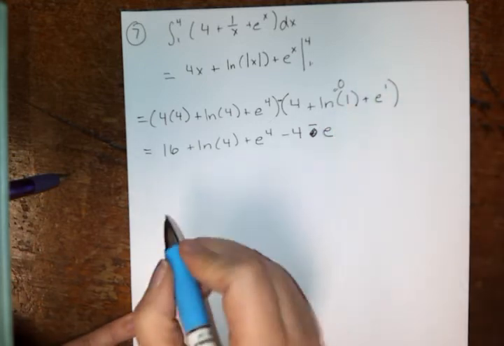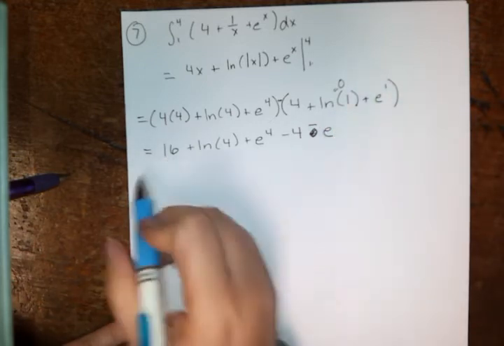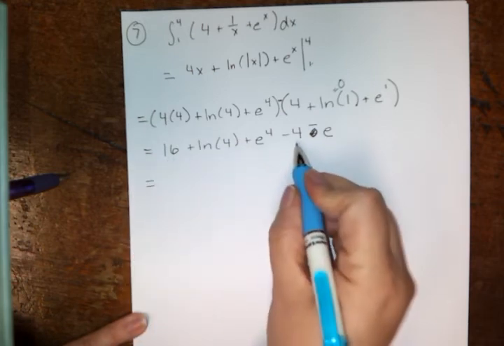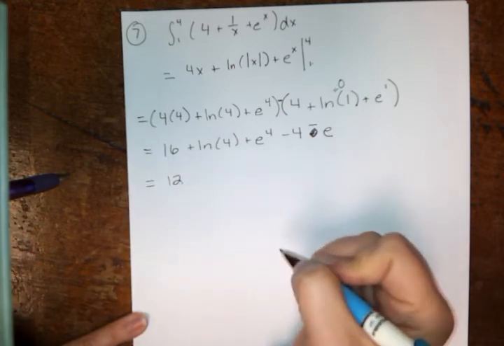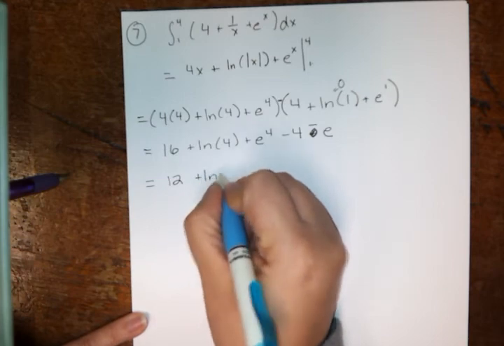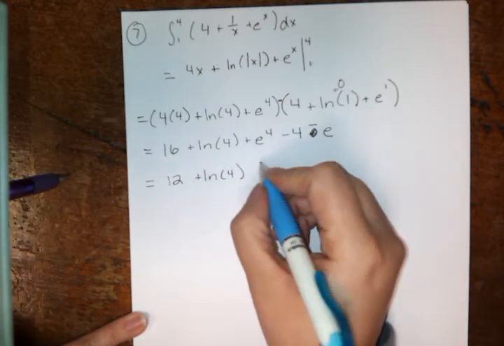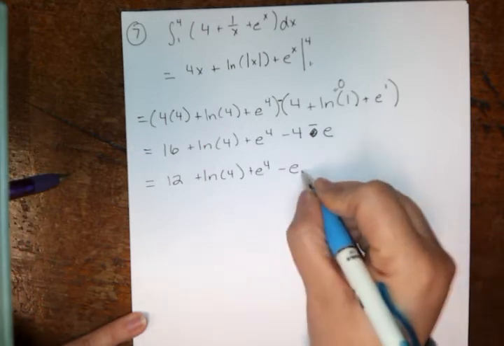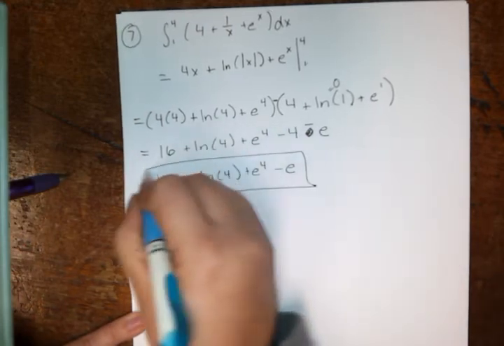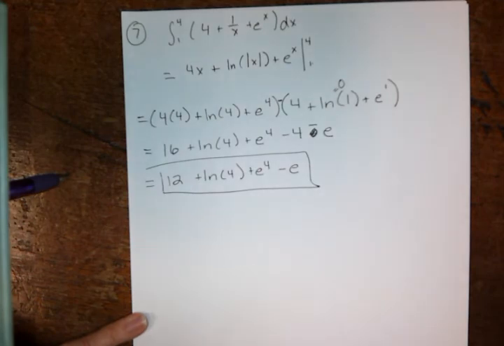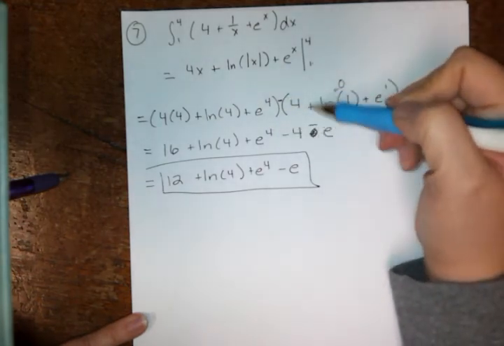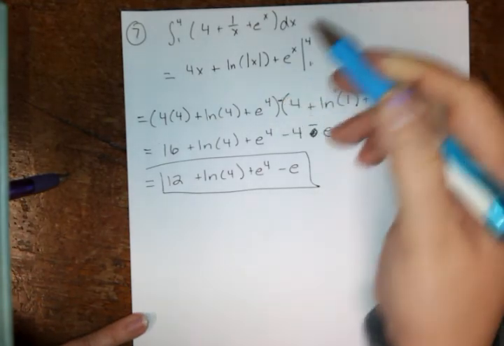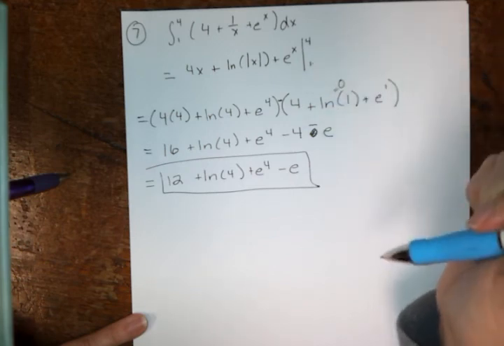And so that leaves me with, if I simplify things, 16 minus 4, that's going to give me 12, plus the natural log of 4, plus e to the 4th, minus e. And that's the answer that they're looking for here. Don't do what I did right here and forget to distribute that minus sign. That's pretty important in solving this question.